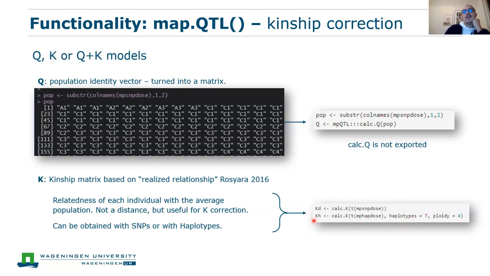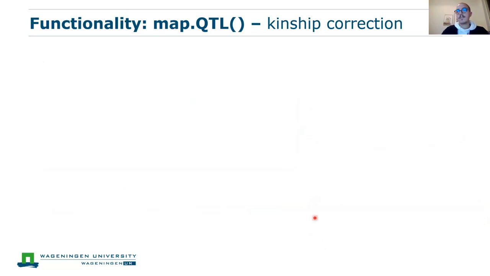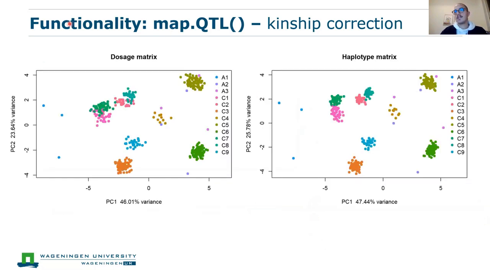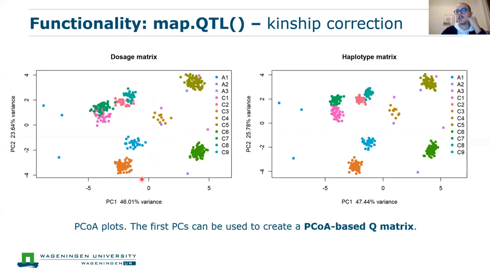Okay. Before moving on, maybe you want to see whether the dosage and haplotype matrices give the same result. And this is the genetic structure image that you can get. So this is a principal coordinate plot from the dosage matrix and the haplotype matrix. As you can see, they're almost identical. So just to show you that it doesn't matter whether you use one or the other for this kinship calculation.